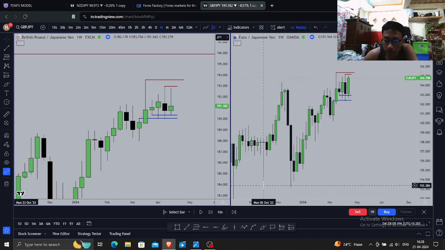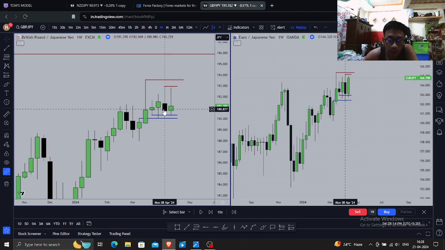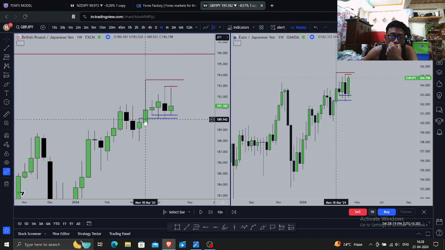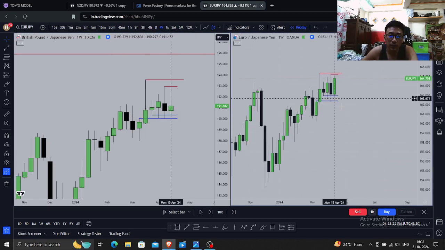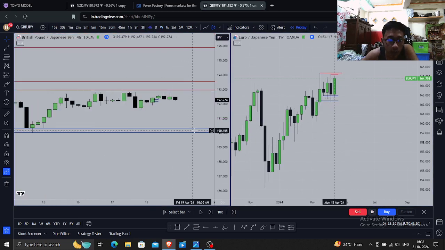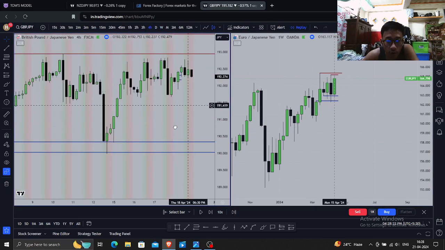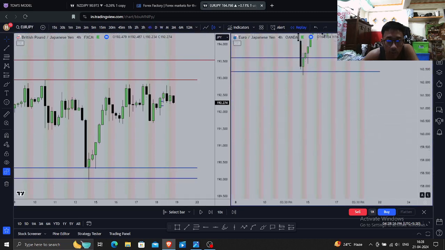So I like to show the SMT divergence happen on higher time frame as well as on the lower time frame. So firstly, in the weekly time frame we have here from internal liquidity as a bullish weekly fair value gap to the external liquidity here. Same thing here also in the Euro JPY. Okay, so from weekly time frame we go to the 4 hour time frame, and here also 4 hour time frame.